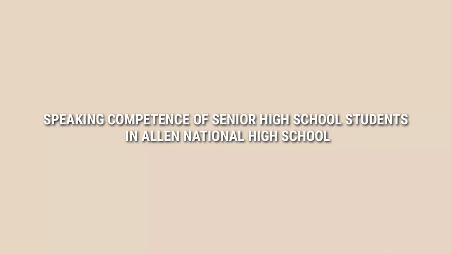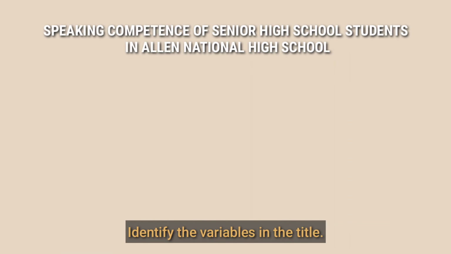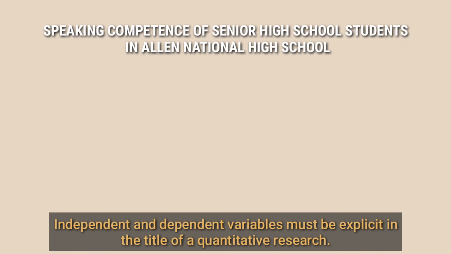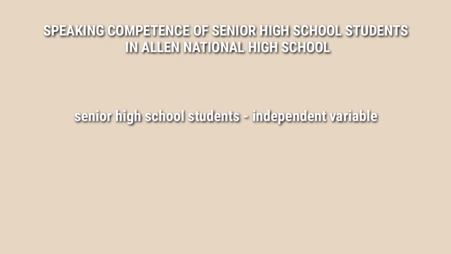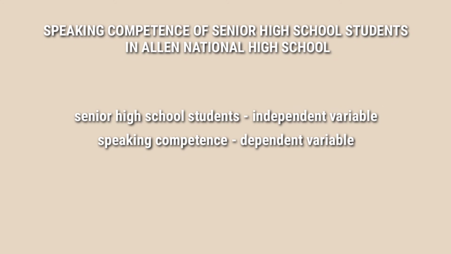Let us stick with the sample research title I discussed in the how to write a research title in a quantitative study video, which is Speaking Competence of Senior High School Students in Allen National High School. First, identify the variables in the title. That is one criterion of a good research title for a quantitative study, that the independent and dependent variables are explicit in the title. So, we have speaking competence and senior high school students. The independent variable is senior high school students, and the dependent variable is the speaking competence.